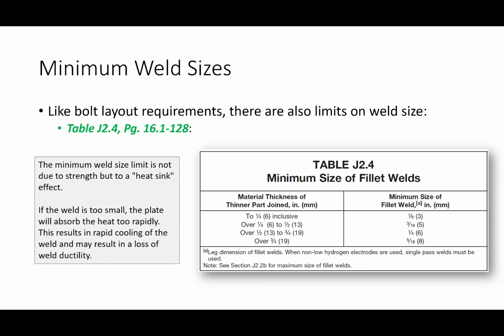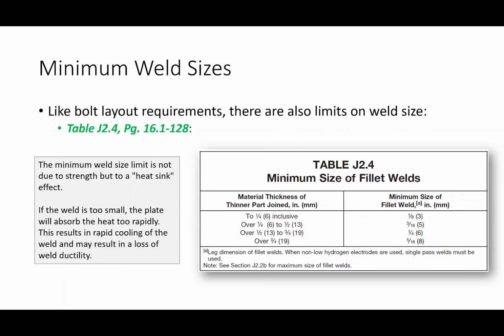But if you deposit a really, really tiny weld and then cut off your weld machine, turn everything off, what's going to happen is this plate is going to rapidly absorb this energy, kind of like a heat sink. Your weld is going to start to cool really fast, in fact faster than it's supposed to. And that rapid cooling of the weld can result in a loss of ductility in the weld, which we don't want. We want our welds to be as ductile as possible.